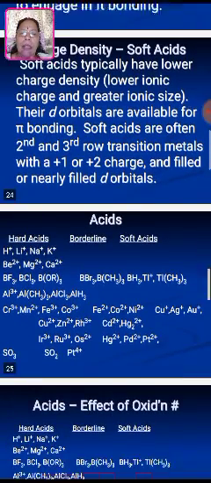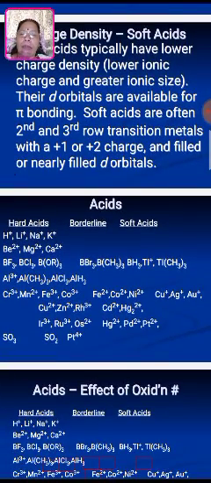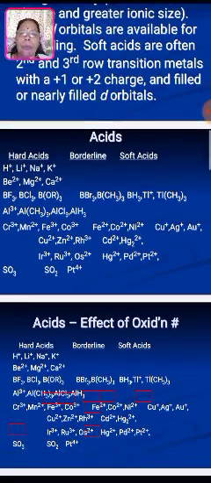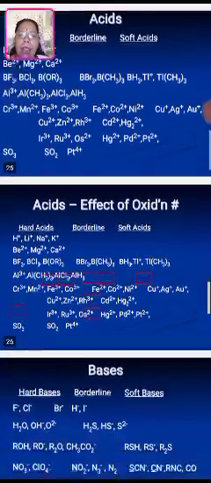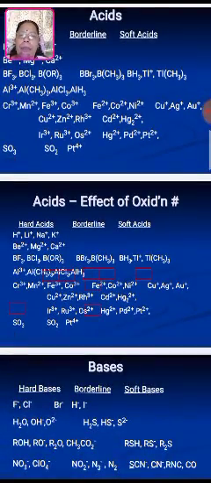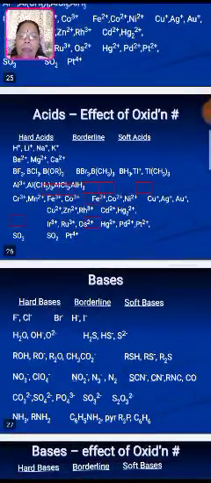Now you are seeing on the screen the hard acids, soft acids and borderline metals, showing their own positions as hard, soft and borderline. In the same way, the effect of oxidation state on the acids is also shown on the screen. Go through it.